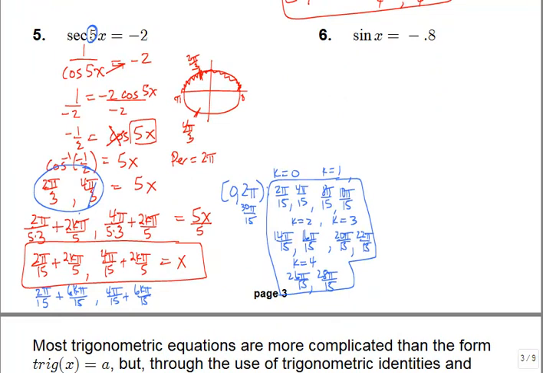Okay, let's try another one. Sine of x equals negative 0.8. So first thing I'm going to want to do is try to get this x value, and the sine is already isolated. Negative 0.8 is not one of these nice numbers on our unit circle, so to get at this x, you are going to need to use your calculator and do an inverse sine. So let's go ahead and punch that into our calculator and figure out what that is.